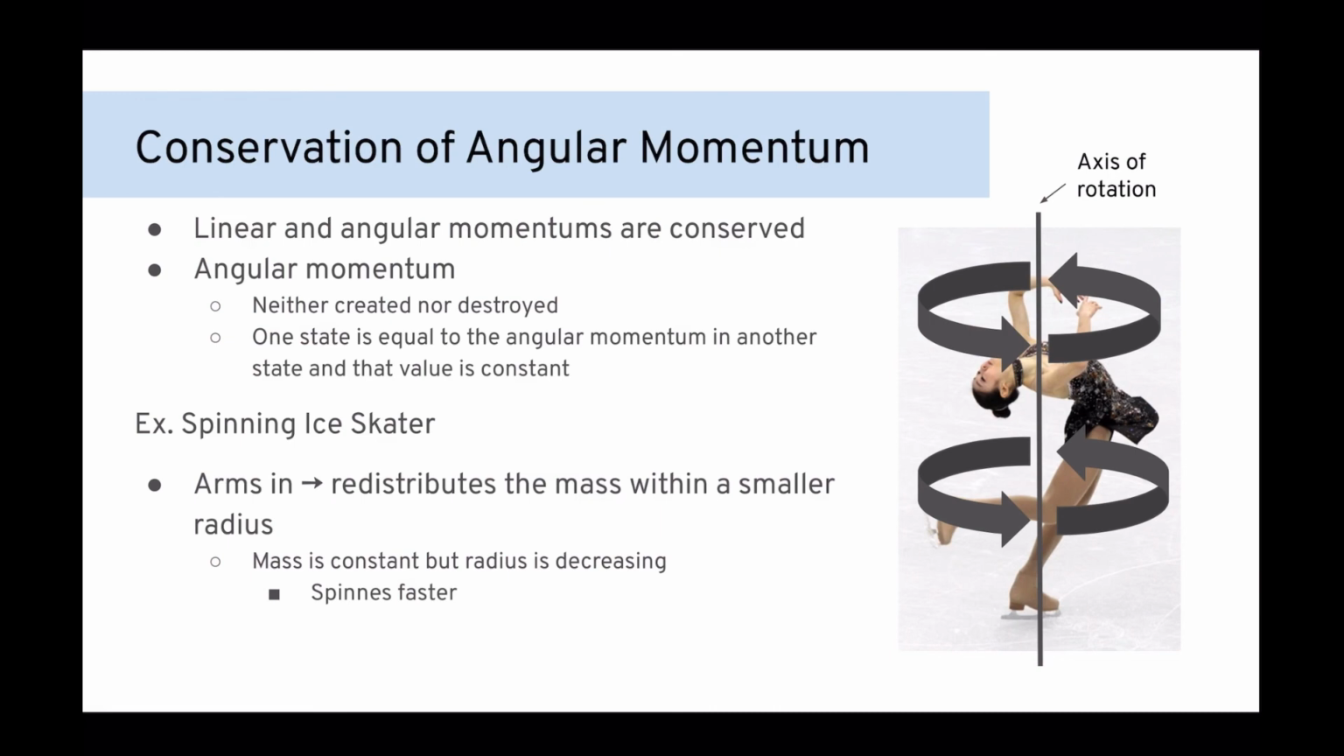An example of a spinning ice skater shows that the spin starts at a given velocity with her arms stretched out, but when she pulls her arms in, it redistributes the mass within a smaller radius. While her mass is constant, the radius is decreasing, so she spins faster.